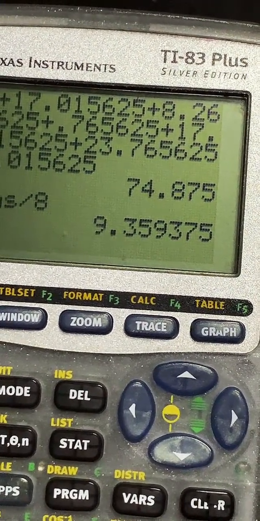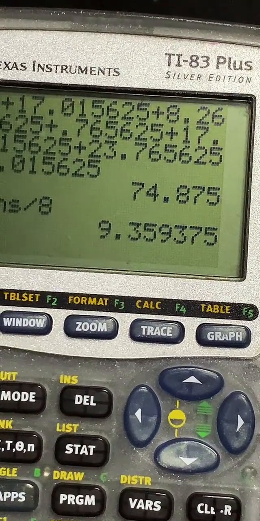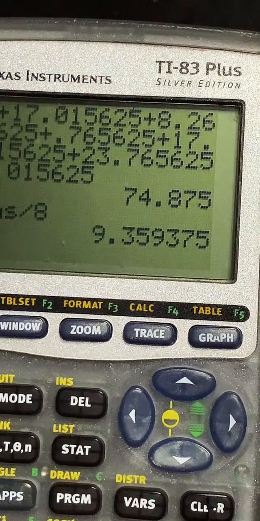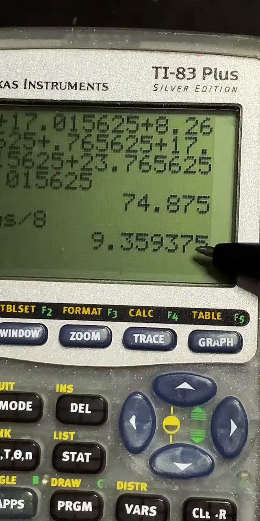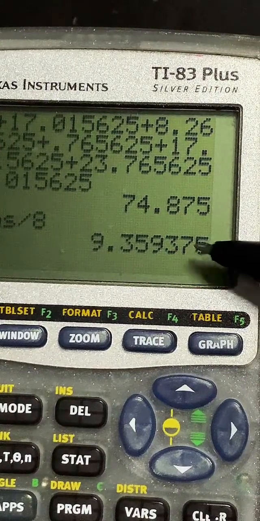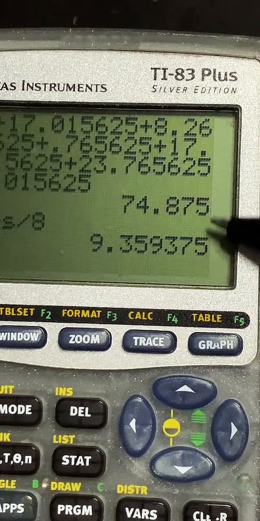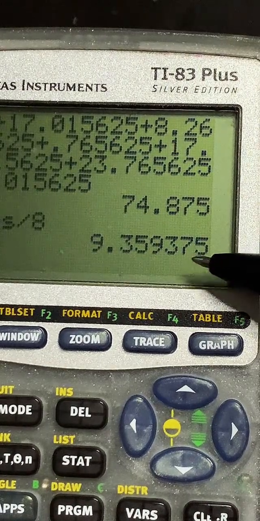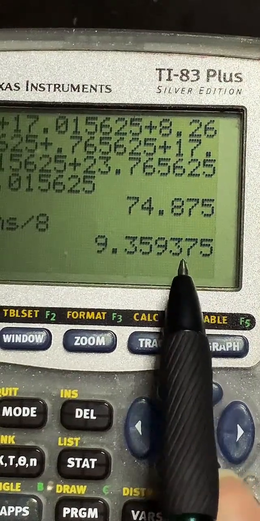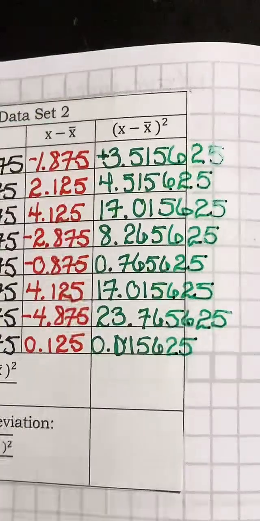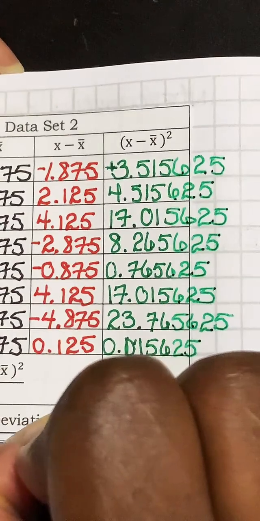I like to do the rounding at the end because sometimes there's a little bit off back and forth. But now here, this is when I want to get as close to accurate as possible. So after I divide by 8, I got 9.359376, and then I'm going to square that. So we got it right here.